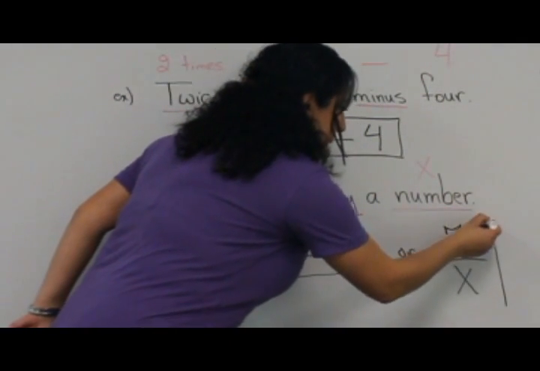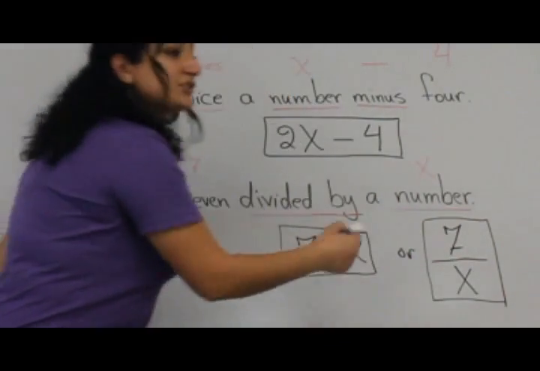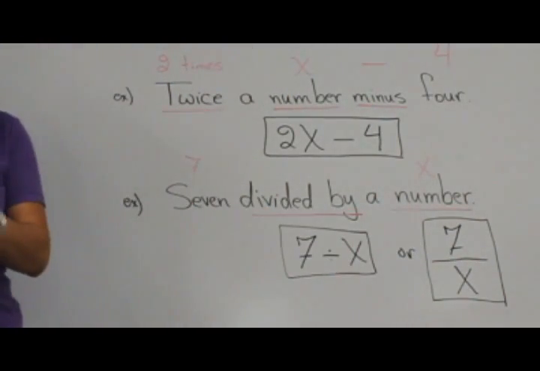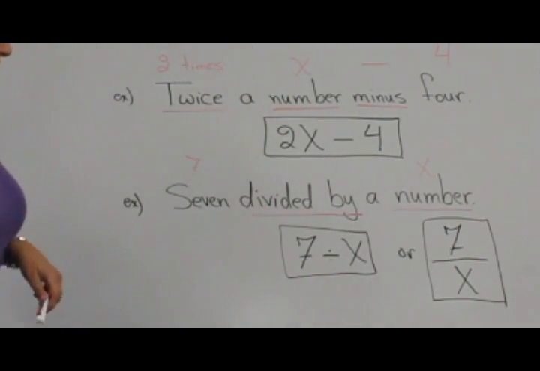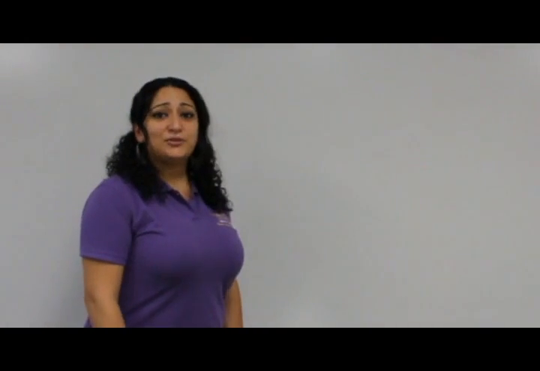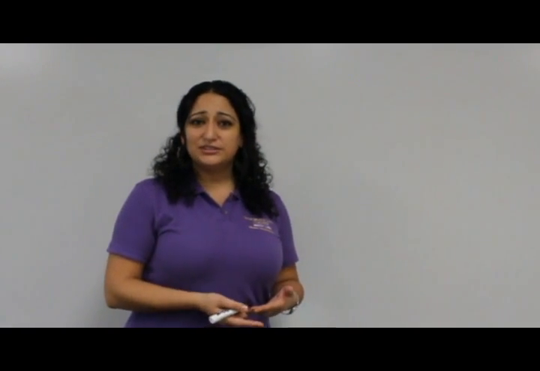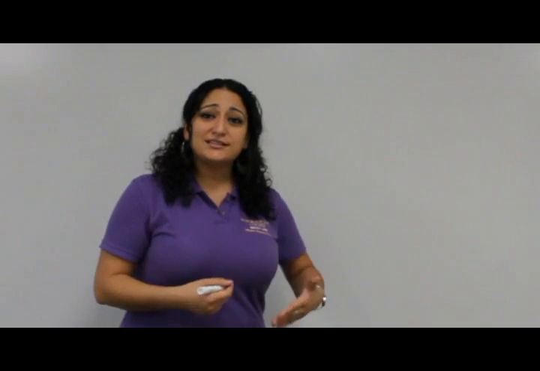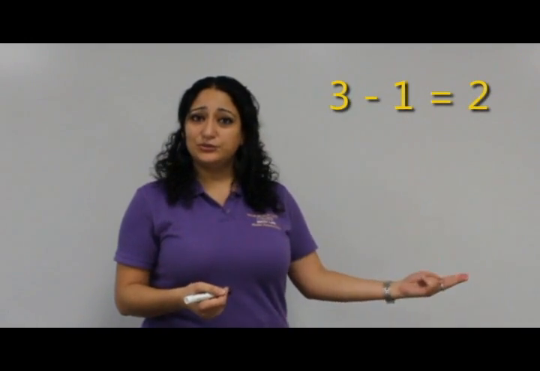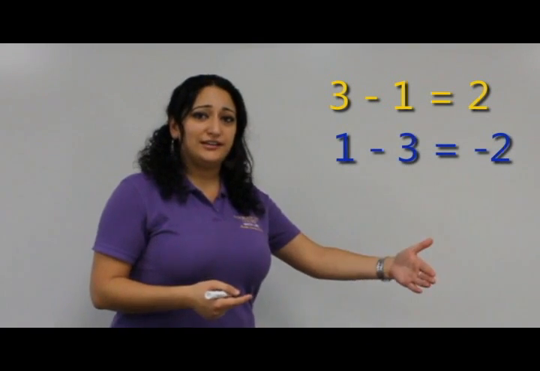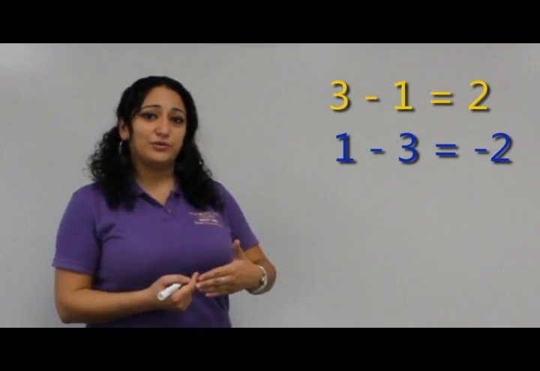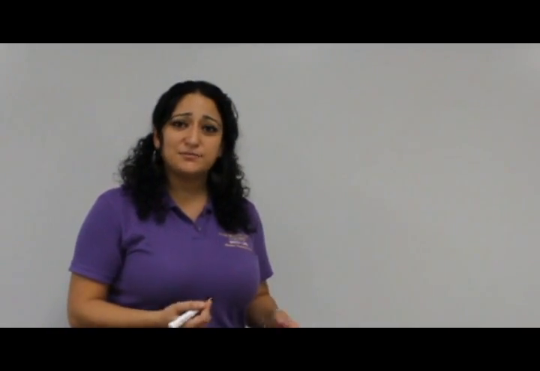You're more likely to see it written as a fraction because that's more of the form that we tend to use to represent division. Now, there are a few things in math we have to watch out for when it comes to subtraction. Because as you know, subtraction is not commutative, so the order does matter. For example, if we do 3 minus 1, we get 2. But if we do 1 minus 3, then we're not going to get the same answer. We end up with a negative 2. So we have to watch out for those keywords that represent subtraction.